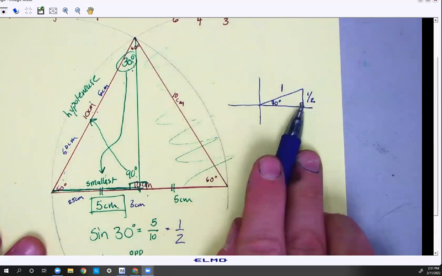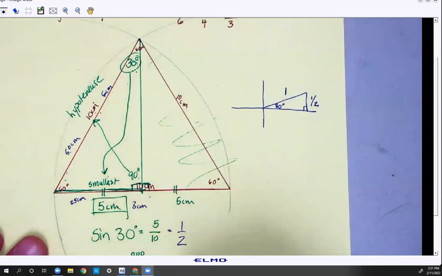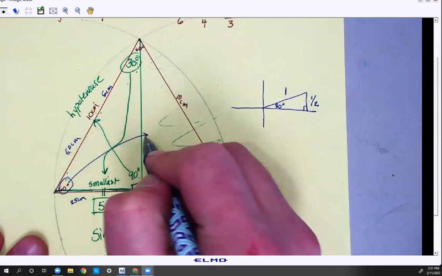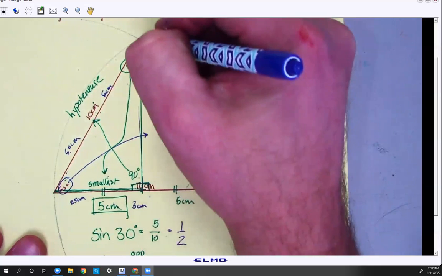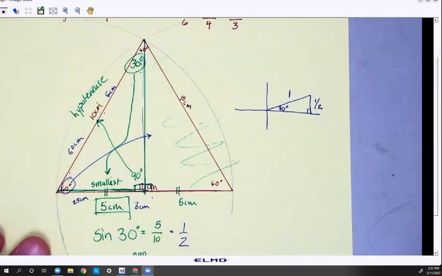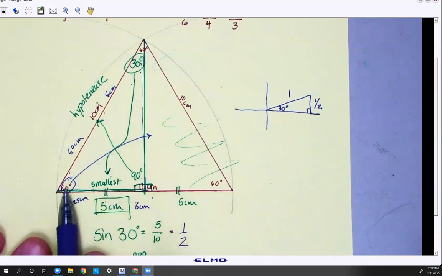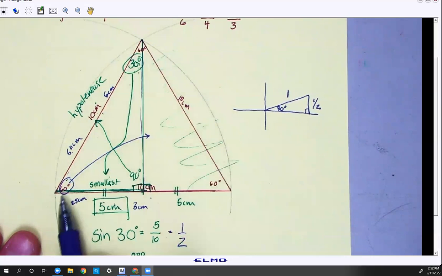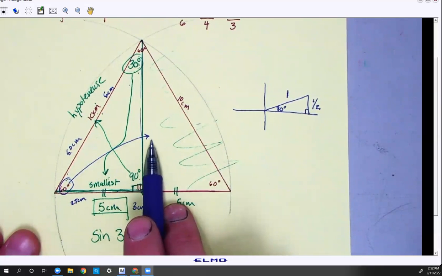So the sine of 30 is a half. Now, this other side right here, this height, that is opposite the 60-degree angle. It's going to be a lot longer than 5 centimeters because it looks longer than 5 centimeters, and also because it's opposite a 60-degree angle, and our 5-centimeter side was opposite a 30-degree angle. So a little bit larger angle is going to create a little bit larger side.